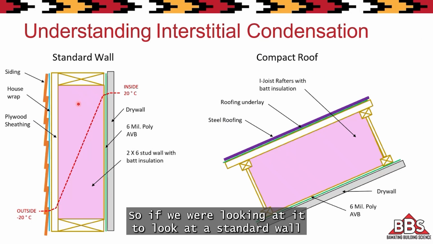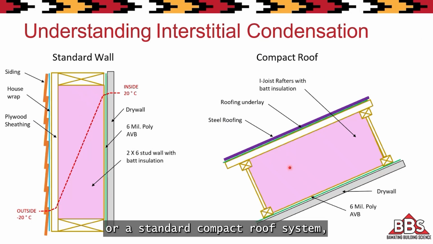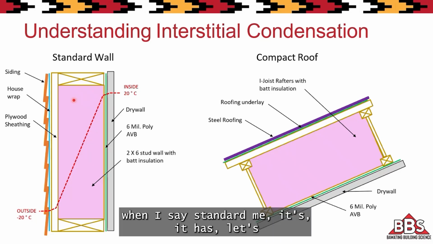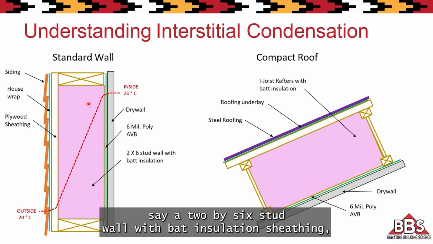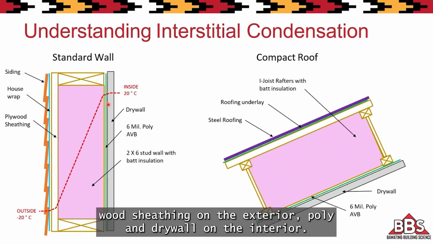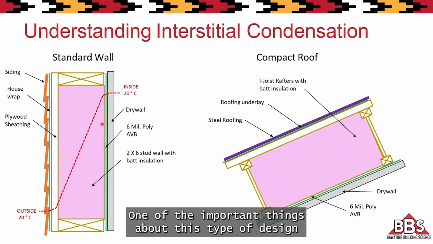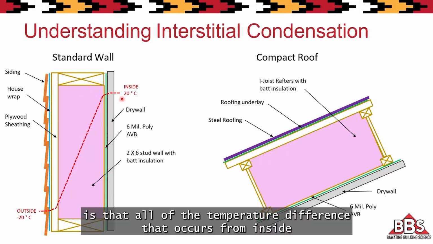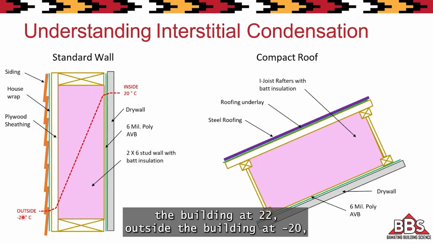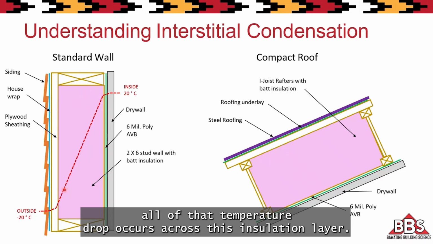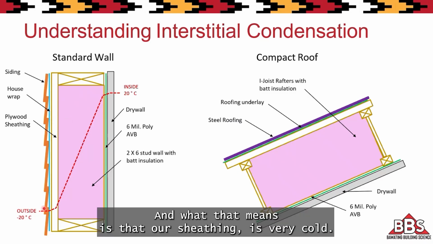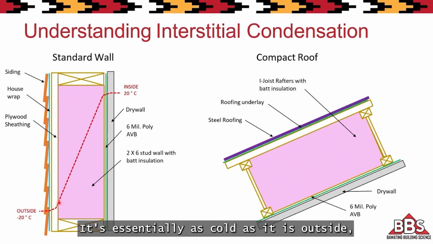So if we were to look at a standard wall or a standard compact roof system, when I say standard, I mean it has, let's say, a 2x6 stud wall with batt insulation, wood sheathing on the exterior, poly and drywall on the interior. One of the important things about this type of design is that all of the temperature difference that occurs from inside the building at 20 to outside the building at -20, all of that temperature drop occurs across this insulation layer. And what that means is that our sheathing is very cold. It's essentially as cold as it is outside at the inside of this sheathing.